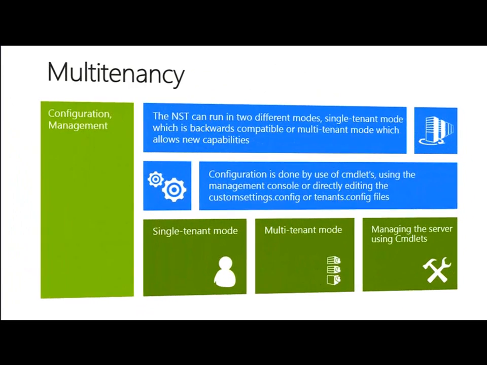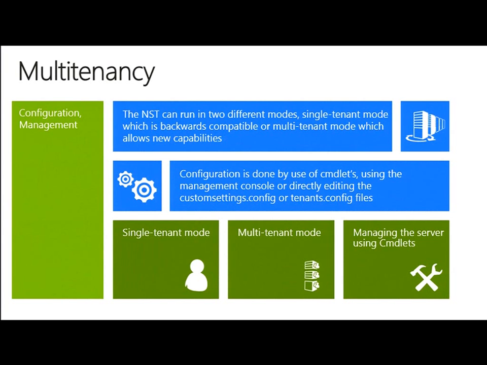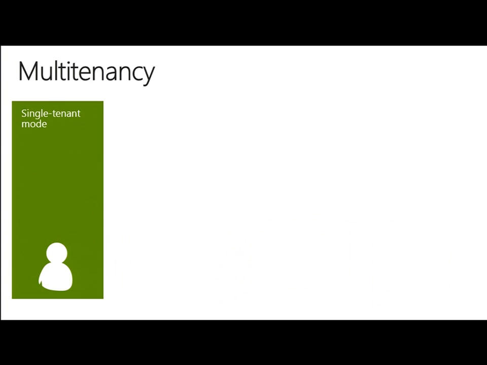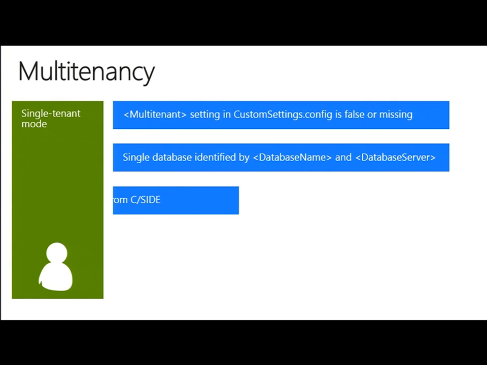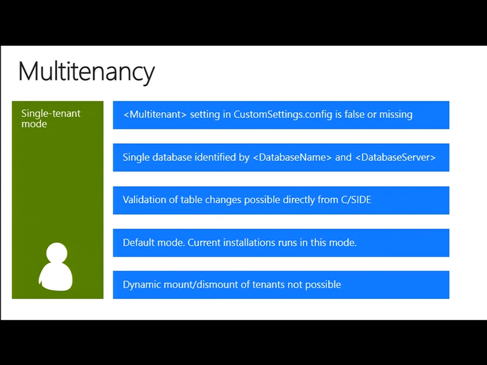All right. So if you look at the multi-tenancy configuration and how we manage this, we separate between two modes of operation. Either you're running in single-tenant mode, or you're running in multi-tenant mode. Single-tenant mode basically means that you are running exactly business as usual. It's identified by the first bullet here, saying the multi-tenant setting in the config file is missing. If that one isn't there, you're running single tenancy, for sure.